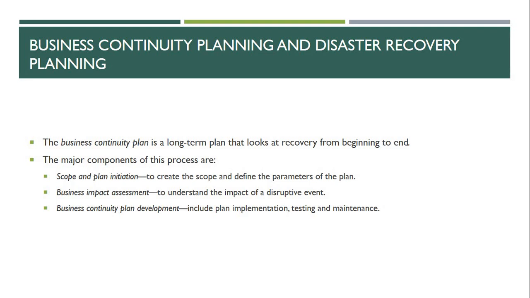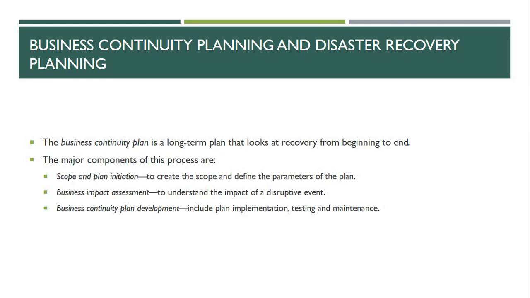Okay, and the major components of this process are the following. So you have here the scope and plan initiation, wherein you need to create the scope and define the parameters of the plan. You have also here the business impact assessment, okay, to understand the impact of a disruptive event. And last is the business continuity plan development, which include plan implementation, testing, and maintenance.